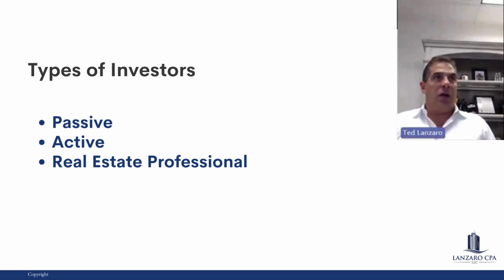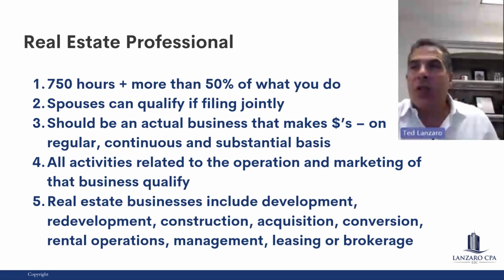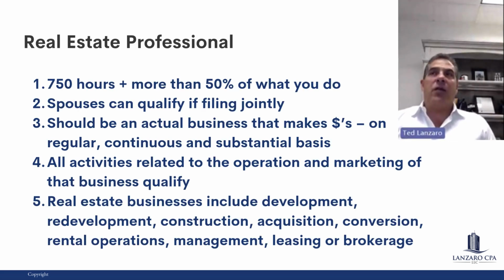Now, the holy grail of investor types, the one that allows you to deduct an unlimited amount of losses against your ordinary income, is what's called real estate professional status. In order to qualify as a real estate professional, you have to have at least 750 hours of real estate activity in your business, and it needs to be more than 50% of all your business activity. So if you have a W-2 job and you're working 2,000 hours a year, you might have 750 real estate hours, but you really need 2,001 real estate hours. It's got to be more than 50% of what you're doing. You have to keep that in mind, whether or not you qualify.